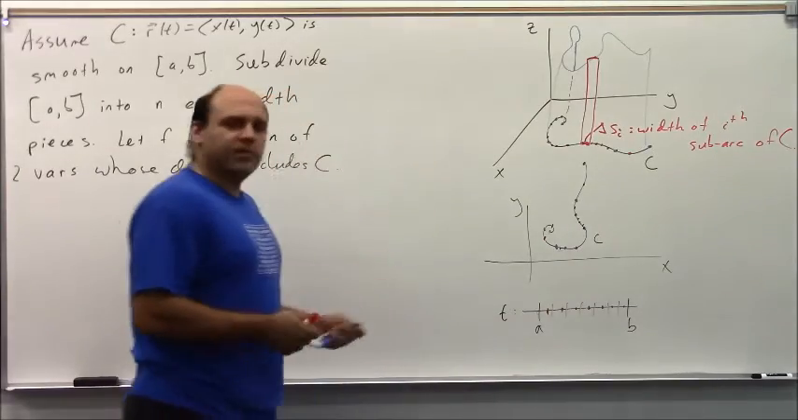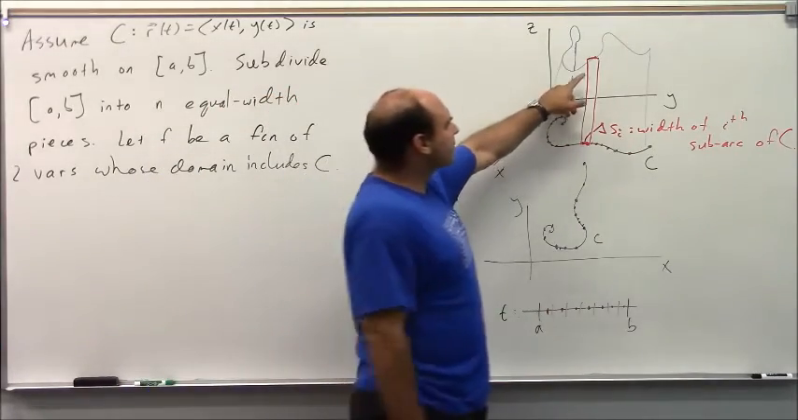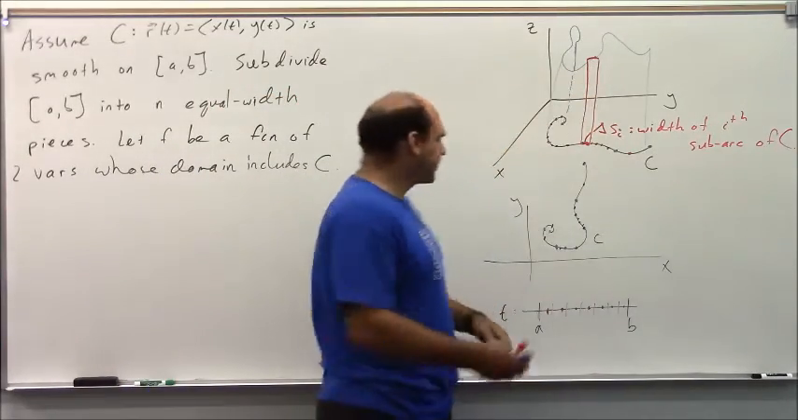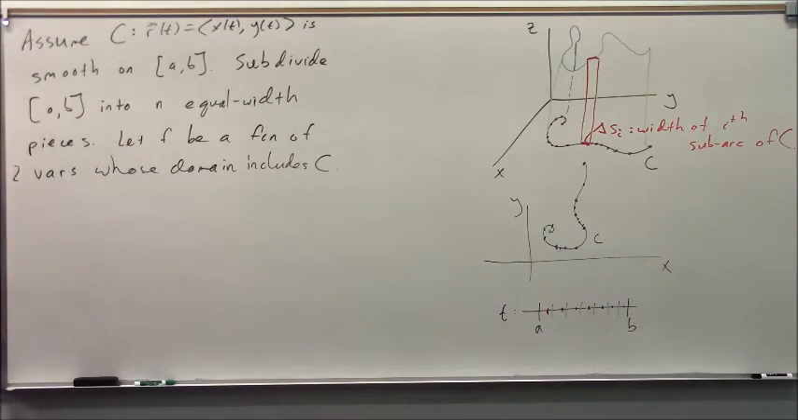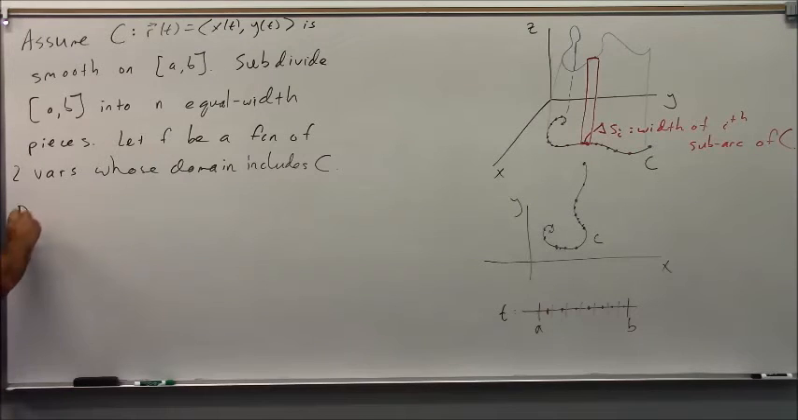Okay, so that gives me an approximation to the area under the curve for just that one point. But I would like the total area under the curve, so I'm going to need to add up all those little pieces for each subarc of C. So, definition.